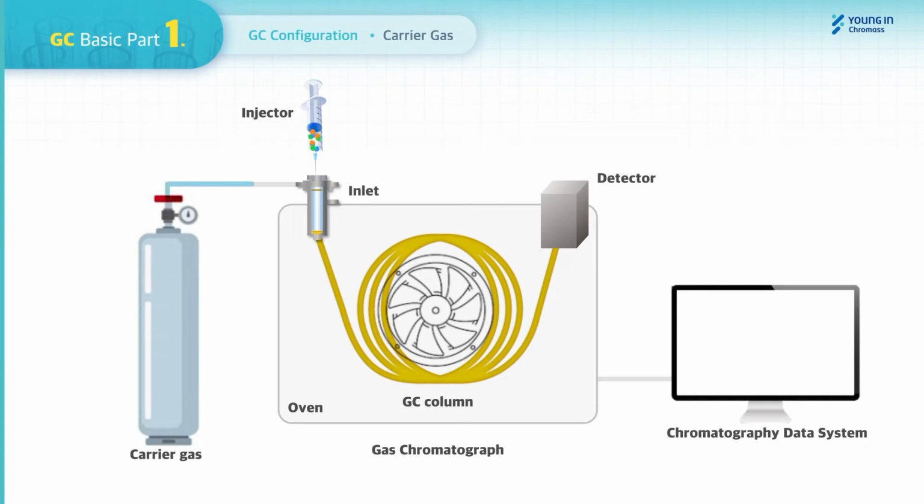Once each module is configured into a GC system, it can show how the flow goes through a GC. The carrier gas flows into the column passing through the inlet. When the sample is introduced into the inlet, the carrier gas sweeps the sample onto the column. Then, the sample is separated into individual components through various chemical interactions with the stationary phase in the column. And then, the detector converts the concentration of each component into electrical signals. Finally, the signals are shown as a chromatogram by chromatography data system.